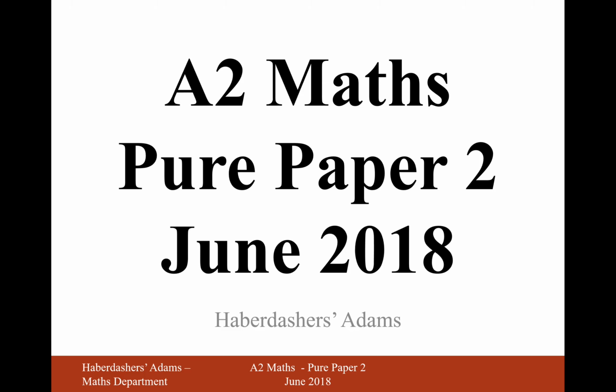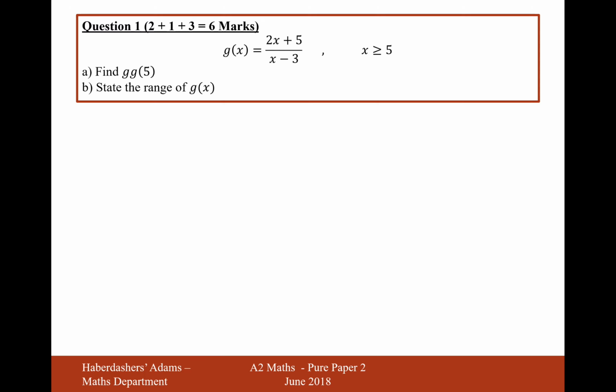Hello there and welcome to A2 Maths from June 2018, paper 2, and here we're looking at the first question of functions questions. So we have the g function, which is 2x plus 5 over x minus 3. Find g of 5. Now this is a composite functions question where we have to put 5 into the g function and then put that answer back into the g function where x is again.